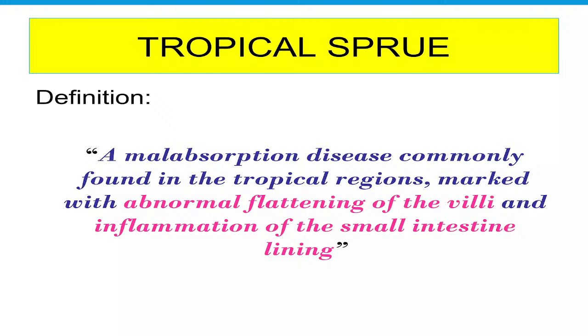Then we come to tropical sprue. Definition: it is a malabsorption syndrome disease commonly found in the tropical regions, marked with abnormal flattening of the villi and inflammation of the small intestinal lining. So there is flattening of villi like in celiac disease, and there is inflammation of the small intestine. And there is a presence of infection. In celiac disease, you will not find the presence of infection.